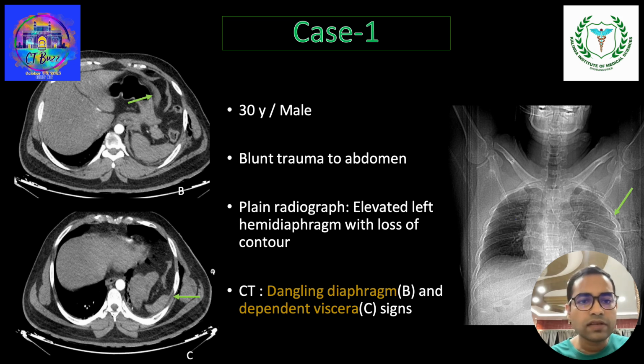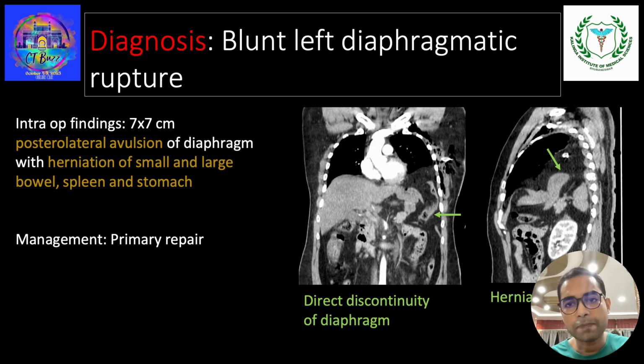Here is one case where a 30-year-old male came to the department with blunt trauma to the abdomen. The plain radiograph shows elevated left hemidiaphragm with loss of contour. Then in the CT we can see a dangling diaphragm sign and a dependent viscera sign. This is the dangling diaphragm sign and the dependent viscera sign. Then diagnosis: it's a blunt left diaphragmatic rupture. The intraoperative findings showed a 7 by 7 cm posterolateral avulsion of the diaphragm with herniation of small and large bowel, spleen and stomach. The management was primary repair and it was done as soon as possible.